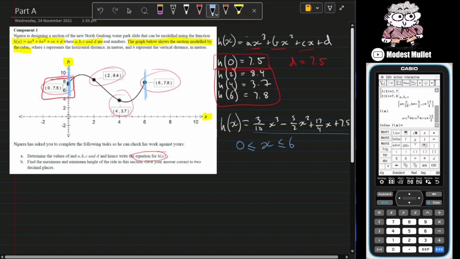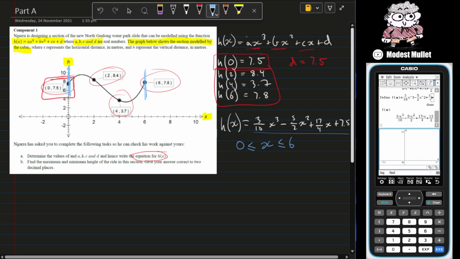So let me use my mouse, be a bit quicker. We have 3 on 10 x to the 3 minus 5 on 2 x to the 2 plus 17 on 4 x, and we also know it is plus 7.5 at the end. So now I've redefined it. If I just hit enter, it's actually now in correct form. So we can use that either in the graphing or in commands up here in action and interactive.